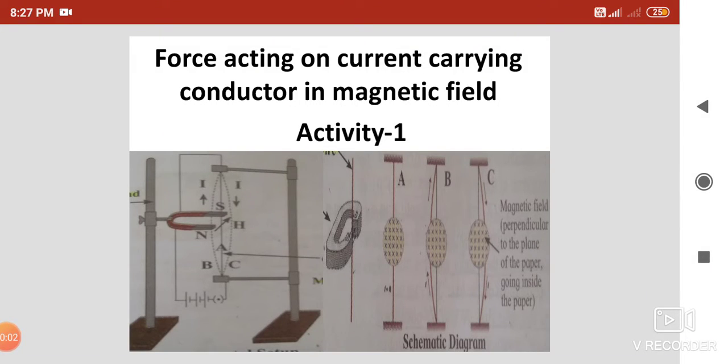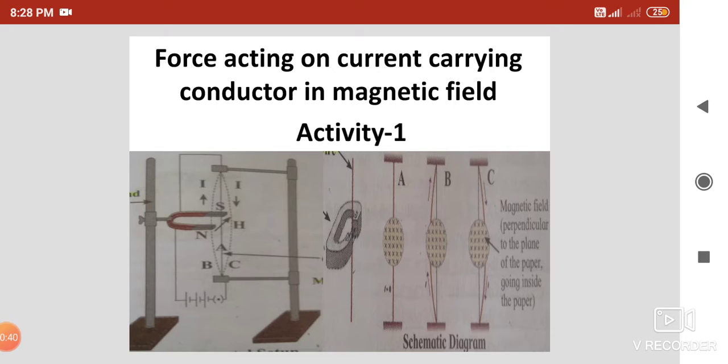Hello students, in the last video we discussed the solenoid. Also we compared the magnetic field produced by the solenoid with the magnetic field of a bar magnet. We have seen that the magnetic lines of force produced by the solenoid are similar to the magnetic lines of force produced by a bar magnet. So after studying that activity, today we are going to start the new activity which is given on page number 54 and 55.